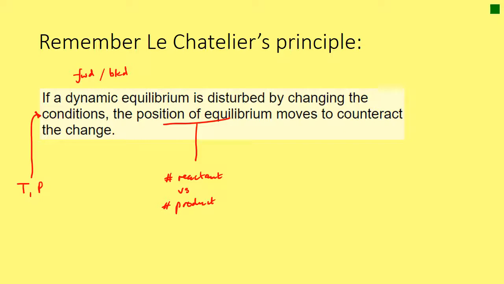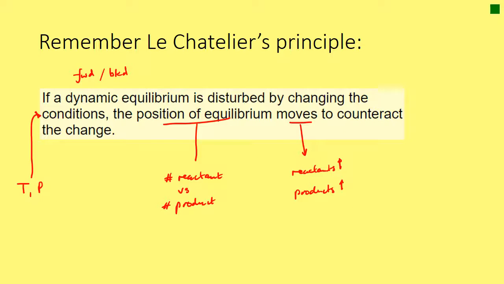And when we say the position of equilibrium moves, well, that means that you're either going to get more reactants if the backward reaction has been favoured, or more products if the forward reaction has been favoured. Okay, so that's that. And counteracting the change.